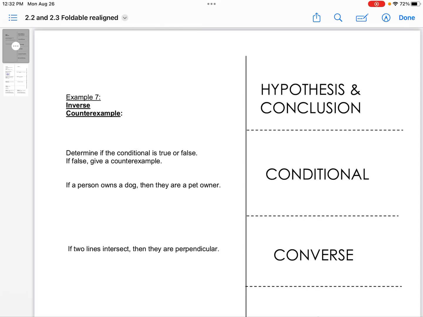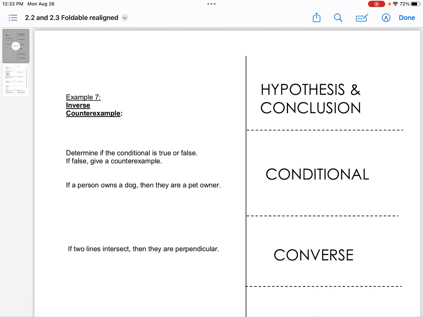Okay, we're going to go through all the different kinds of conditional statements there are and what they look like. Since this is a foldable, it's going to be kind of messy because you're going to have your inside part.